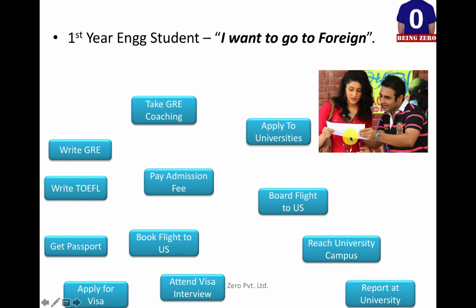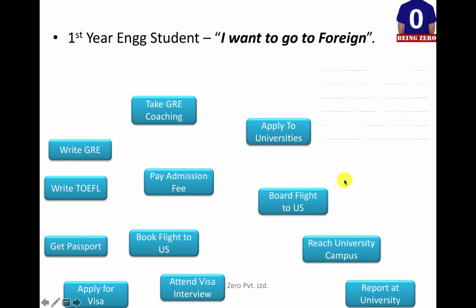So he talks to his roommate and gets an idea that these items have some order in which they have to be done. So there are some dependencies. Before you report to a university, you have to reach the university campus, right? Same way, before you reach the campus, you have to board the flight to US. And before you board a flight to the US, you actually need to book the flight and pay for the flight tickets. Now you can't book a flight until we apply for a visa or get the visa, right?